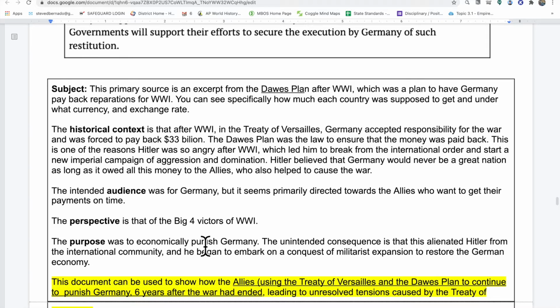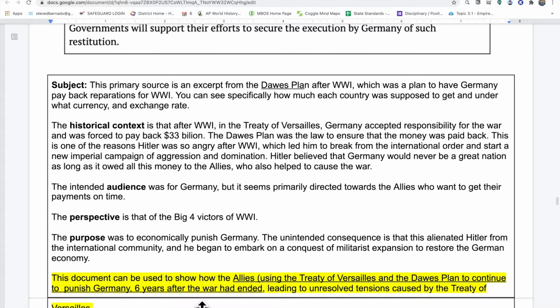Where's our money? Give us our money, you're going to pay us for what you did. The purpose was to economically punish Germany. The unintended consequence is that this alienated Hitler from the international community. He began to embark on a conquest of militarist expansion to restore the German economy.